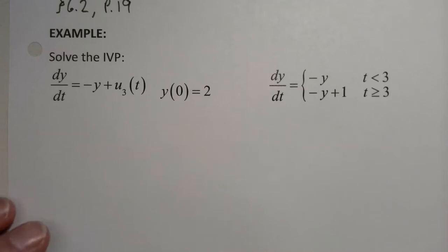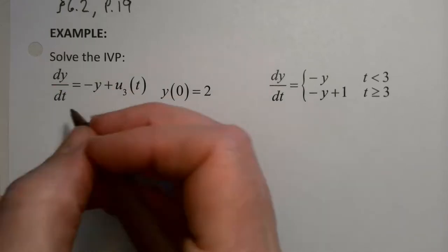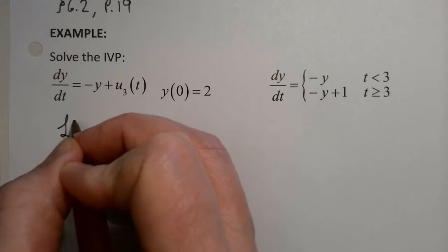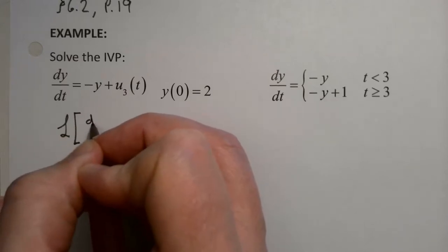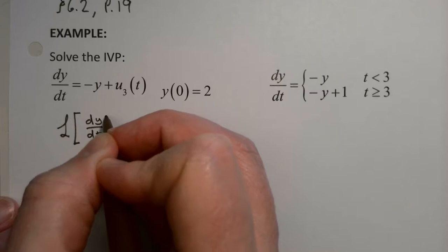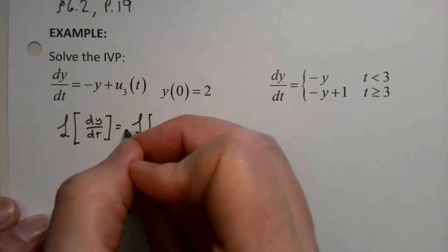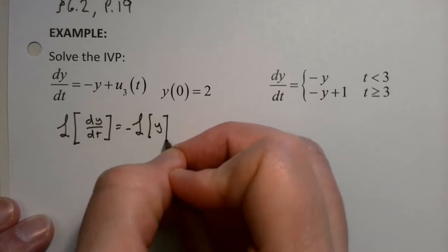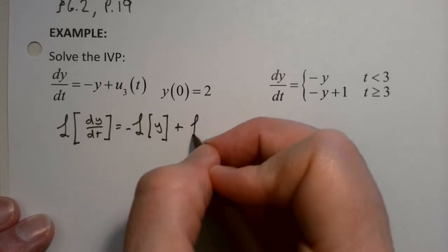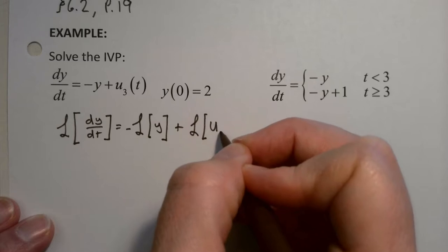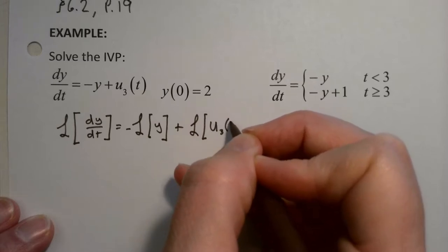So we're going to follow the method we did before, and we're going to take the Laplace transform of both sides. So the Laplace transform of dy/dt equals the Laplace transform of, I'll put the negative out front, of y plus the Laplace transform of the Heaviside function, switching at t equals 3.